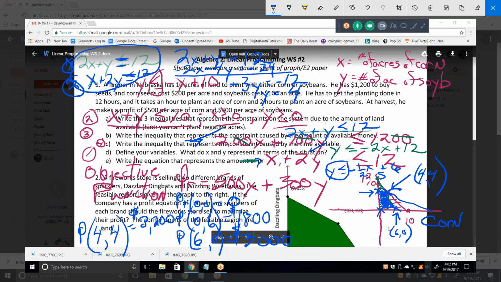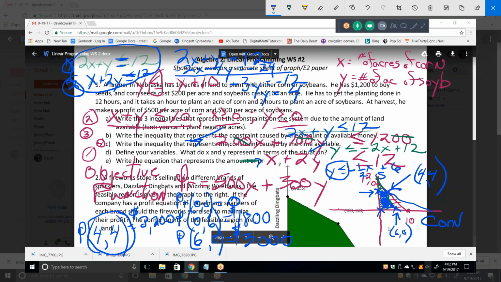And you might say, well, how come I don't just add 2 more acres of soybean? Well, because that violates our time constraint. We have to get the planting done in 12 hours. So this is the combination that produces the greatest profit. And it also is a combination that fulfills all 5 of my inequalities.